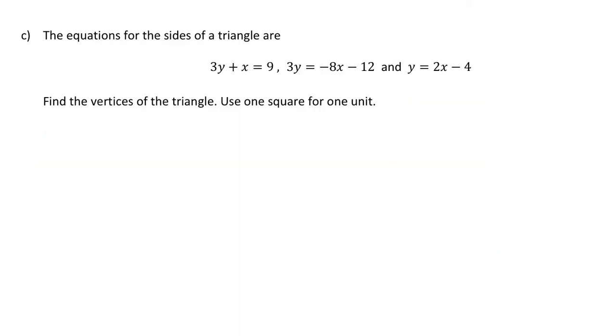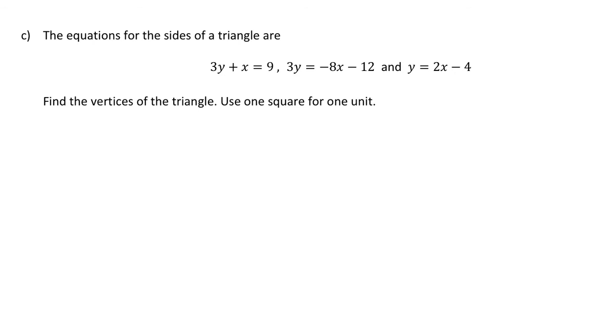This example says the equations for the sides of a triangle are 3y plus x equals 9, 3y is equal to minus 8x minus 12, and y is equal to 2x minus 4. Find the vertices of the triangle and use 1 square for 1 unit. First thing we're going to do is do our table of values out. So we're going to do these out and see what happens.